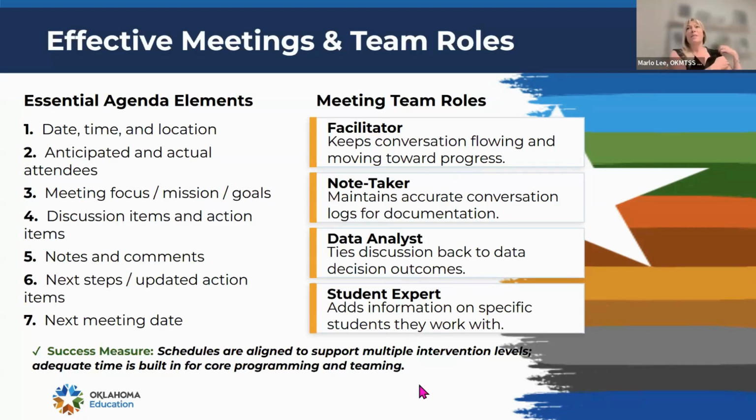So the success measure for effective meetings and team roles are that schedules are aligned to support multiple intervention levels, and adequate time is built in for core programming and teaming. So you have to have adequate time, and you need to have an effective running agenda, so that you can keep that feedback loop and focus your meetings and make progress during your meetings. And making sure you have those action items and hold people accountable for the next steps. That's how you keep your system moving forward.